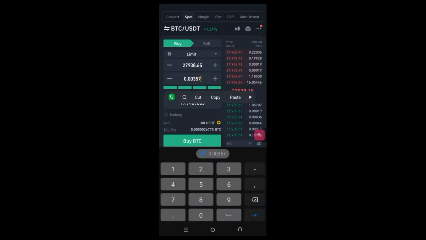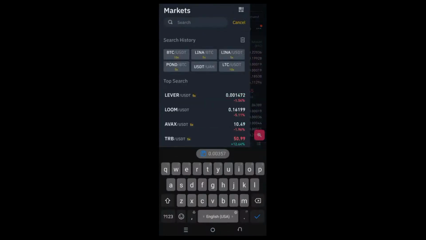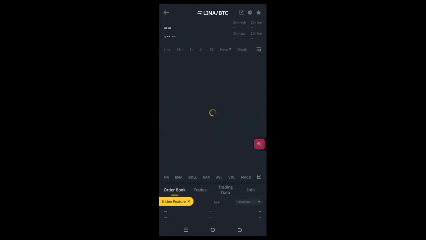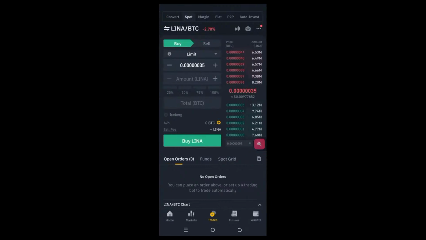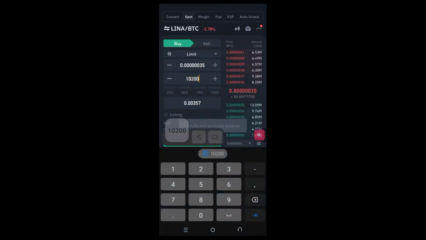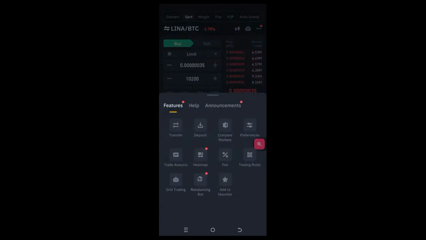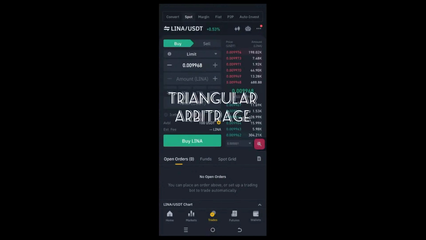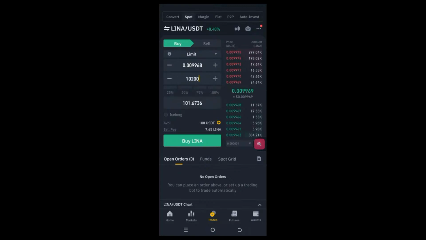Then let's copy it and go to Lena BTC. Where are you? All right, here it is. Beautiful. I hope this is going to work for us. So let's put that in here quickly and buy. Make it snappy. That's 10,200. Let's copy that and quickly go and see how much this will give us in Lena USDT. By the way, this is triangular arbitrage. So I'm just going to put this in here and see. Oh, $1.67. Not bad at all.